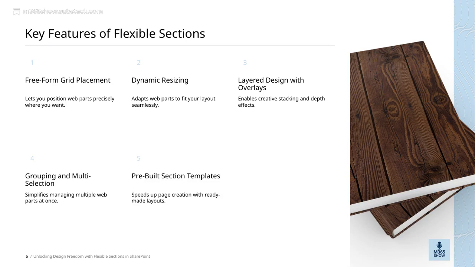Let's take a closer look at the key features of flexible sections and how they unlock design freedom in SharePoint. First, you'll notice that these features significantly speed up page creation. By using ready-made layouts, you can set up your pages much faster without starting from scratch. This is what we call pre-built section templates. They save time and ensure consistency across your site.